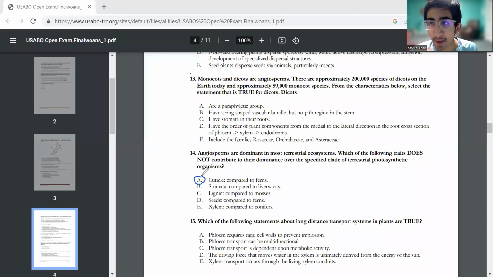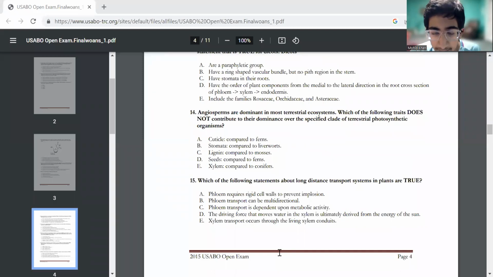A cuticle is like that waxy layer on many plants, and it's also present in ferns. So this is not something that's a difference between ferns and angiosperms, and that would make A the correct answer for this question. Even if you don't know the other options, if you know what the cuticle is and what its purpose is, you can infer that it's pretty ubiquitous among all land plants. So that's why A would be the answer to this question. All right, next question is 15.